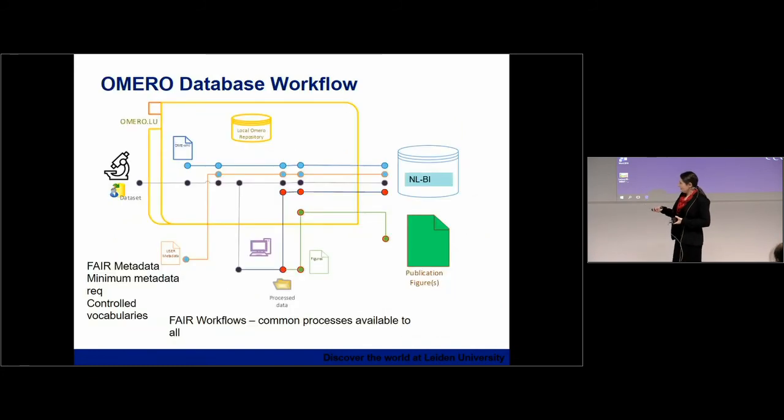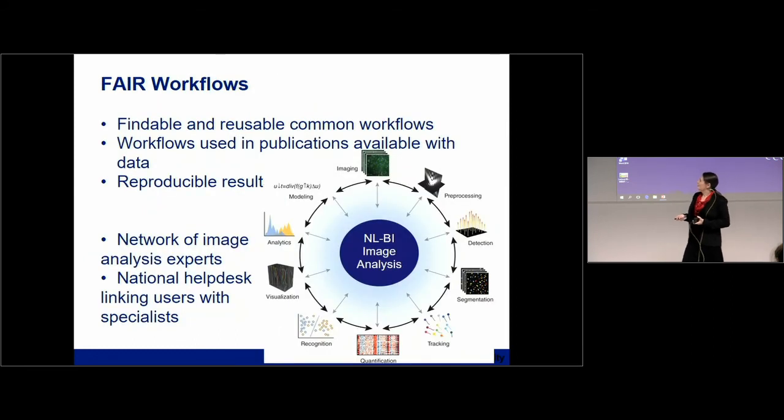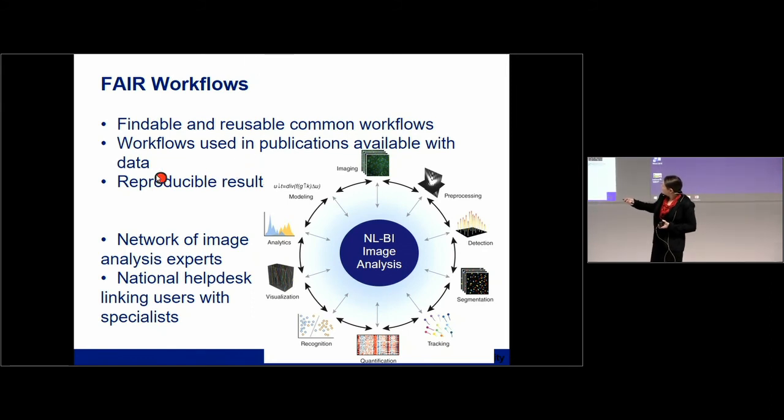I already mentioned the FAIR workflows. So this idea that these processes that people go through, a lot of them are common, and people are reinventing them all the time. We don't want that anymore. We want people to be able to identify from a publication, this is the actual image processing workflow I want to use. Here it is. I can just rerun it. And this will allow reproducible results, of course.